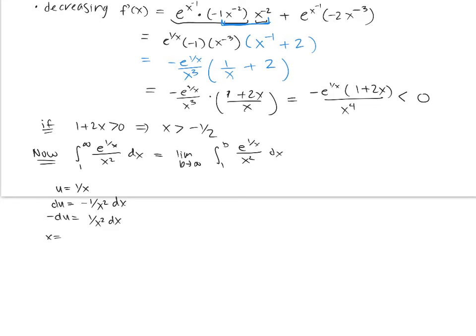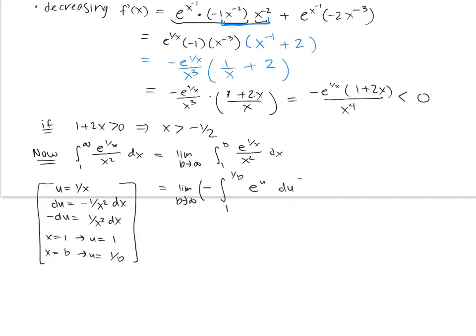Okay, if x is 1, what does u become? And if x is b, u is 1 over b, right? So that's the integral negative, integral 1 to 1 over b, and I think it's just e to the u du, right?